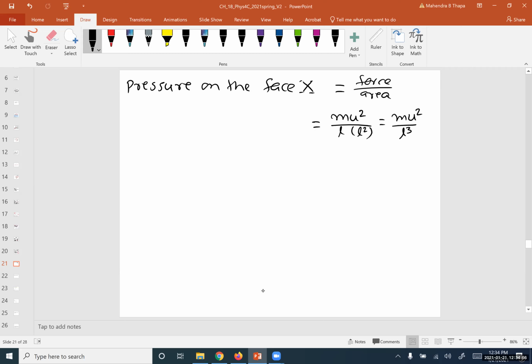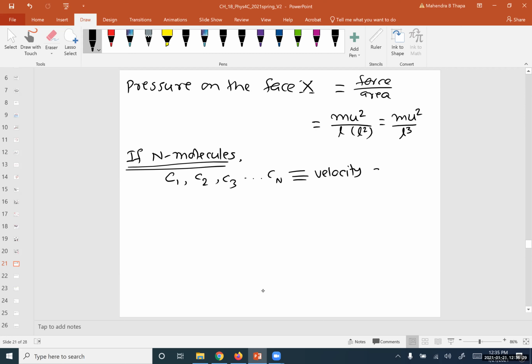Okay. So up to this point, this is just for one molecule. Now we are going back. Instead of one molecule, if we have n molecules, what will happen? Each molecule will have different velocities. So C1, C2, C3, and so on, Cn are the velocities of molecules number 1 to n at any time.